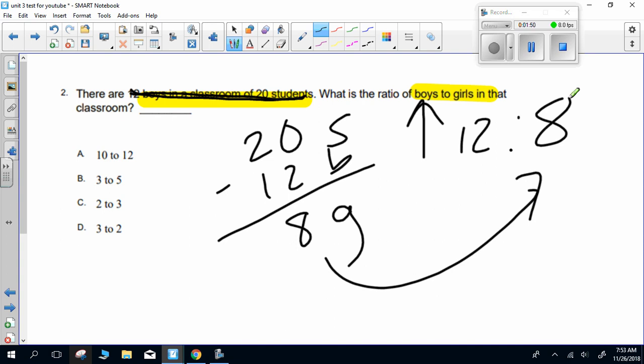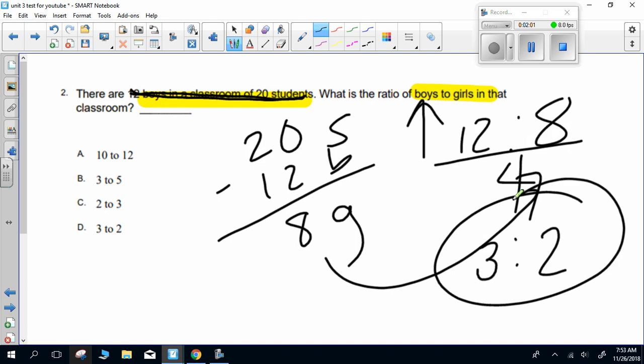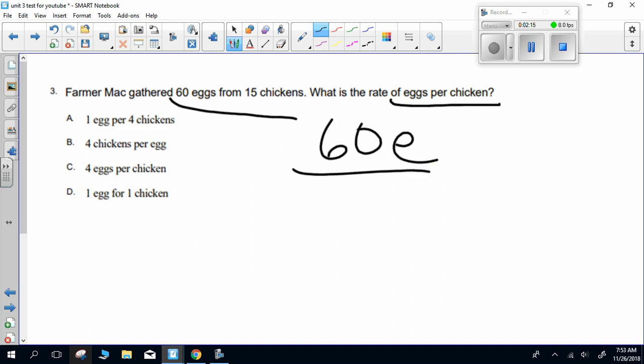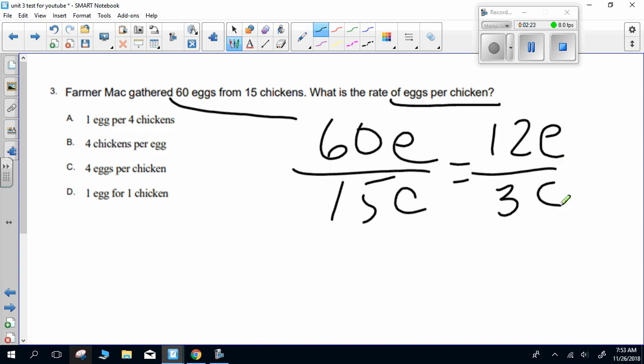So 12/8. None of these is over here, so that means I need to simplify, and each of these can be divided by 4. 12 divided by 4 is 3. 8 divided by 4 is 2, so it's a 3-to-2 ratio. Farmer Mac gathered 60 eggs from 15 chickens. What is the rate of eggs per chicken? So we've got 60 eggs to 15 chickens. Each of these can be divided by 5, which gives me 12 eggs for 3 chickens. And each of those can be divided by 3, which gives me 4 eggs per 1 chicken.